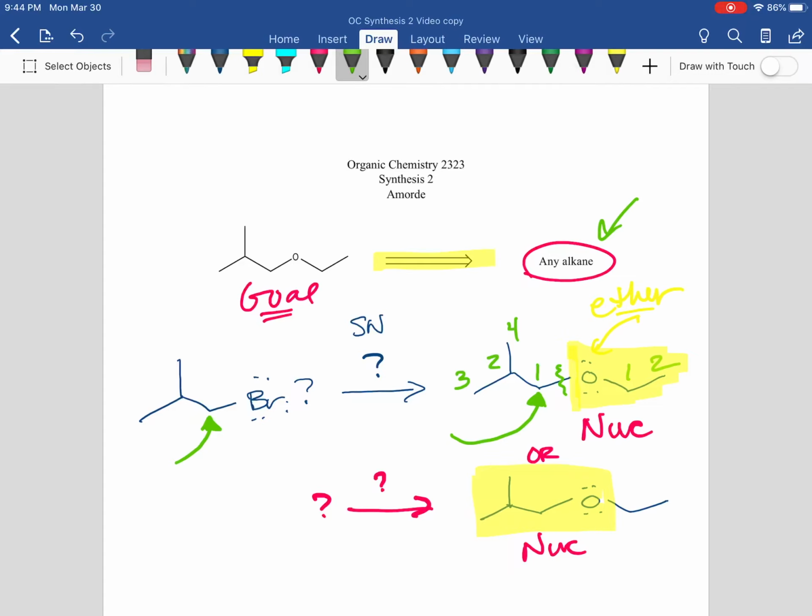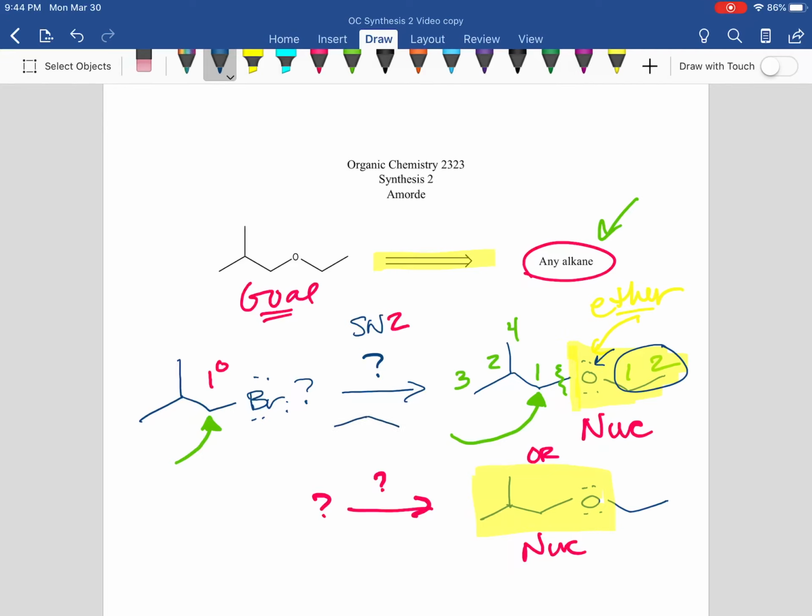Now, how do we distinguish between SN1 and SN2? We'll look at the electrophile, and we look at the fact that it is primary. So SN1 isn't even an option. It has to be an SN2. Okay, so this is super awesome because let's take a look at it. Now, what does that mean your nucleophile has to be? Well, your nucleophile has to add 2 carbons, 1, 2, and have an oxygen.